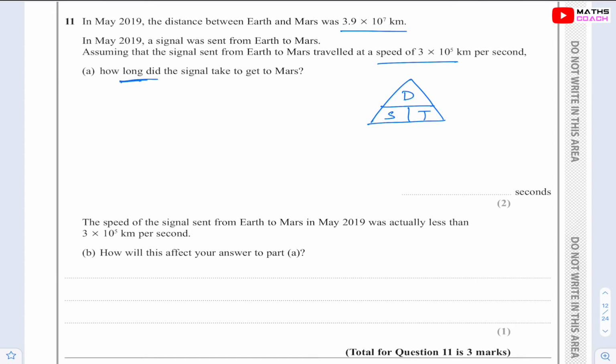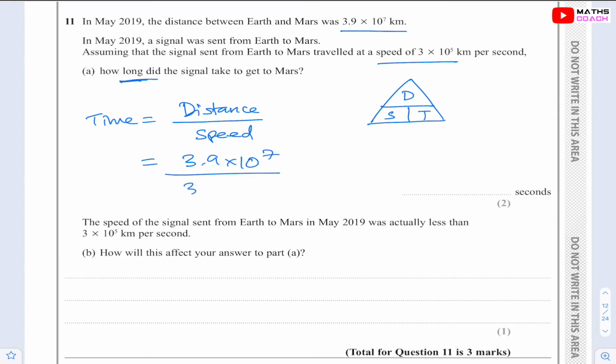So we are going to rearrange this by covering up T, and we get time is equal to distance divided by speed. And our distance is 3.9 times by 10 to the power of 7, and our speed is 3 times 10 to the power of 5. We can just knock this straight into our calculator and we get 130 seconds. So the answer is 130 seconds it took. Now if the question does say to put this into standard form as well, although it doesn't, it would be 1.3 times 10 to the power of 2 seconds.